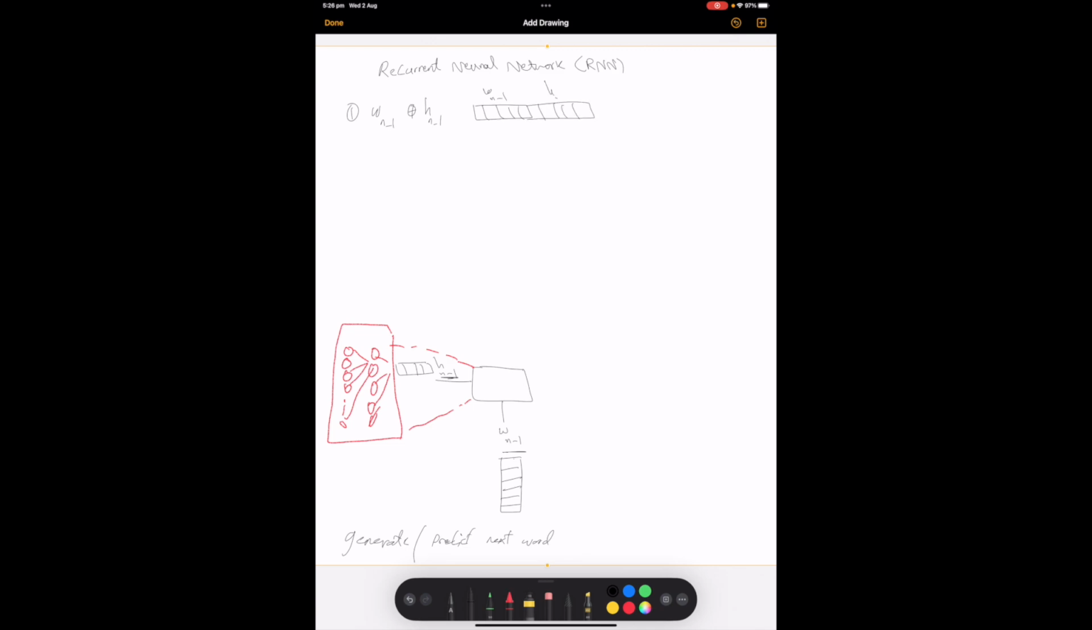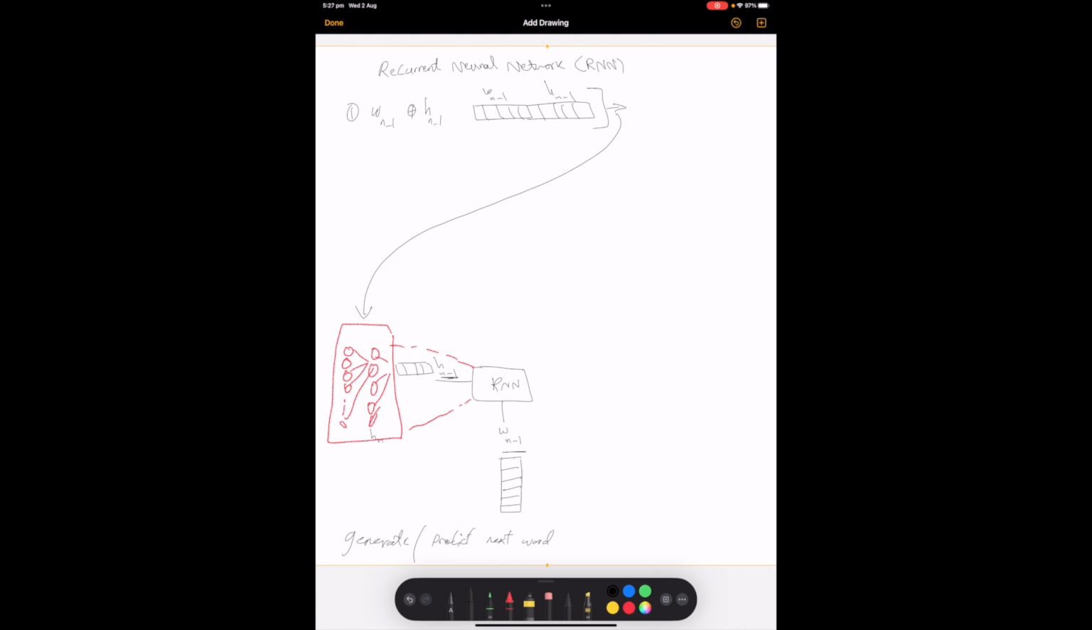So we have the vector for W_{n-1}, and we stick it to the other vector, which is the hidden state from the previous word. What will happen with this vector is that we will pass it to this neural network, which is the RNN network, a simple neural network, and we will get the hidden state for the next word.